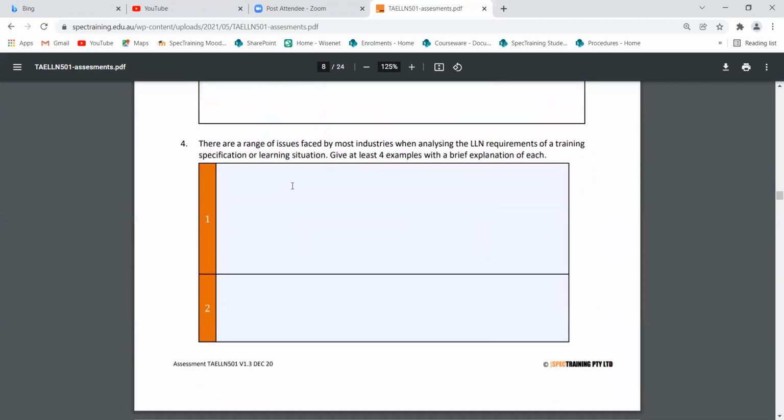Okay. So question 4, there are a range of issues faced by most industries when analyzing the LLN requirements of a training specification or learning situation. Give at least 4 examples with a brief explanation of each.